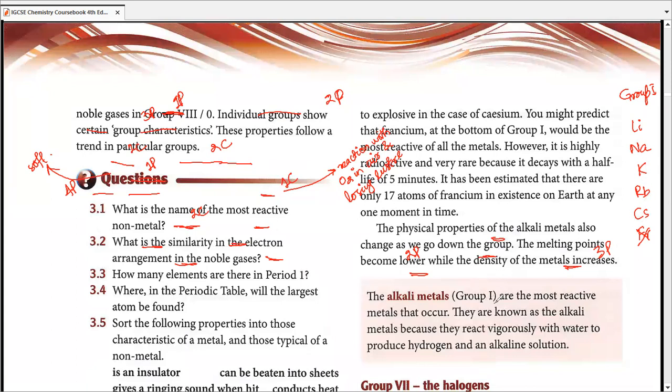So the alkali metals are the most reactive metals that occur. They are known as alkali metals because they react vigorously with water to produce hydrogen and alkali solution. This is the reason for their name. Sometimes the question is about what do we call them, alkali metals? So the answer is as simple as that.